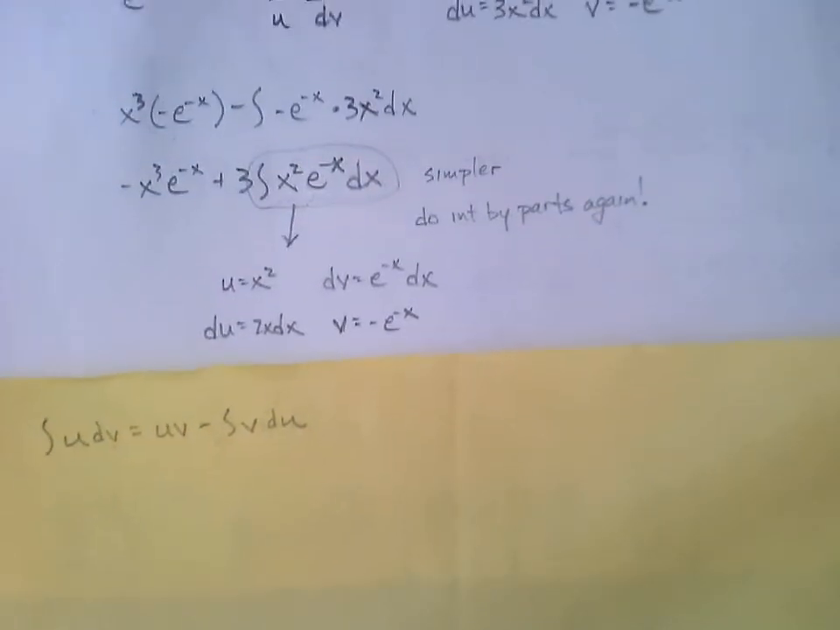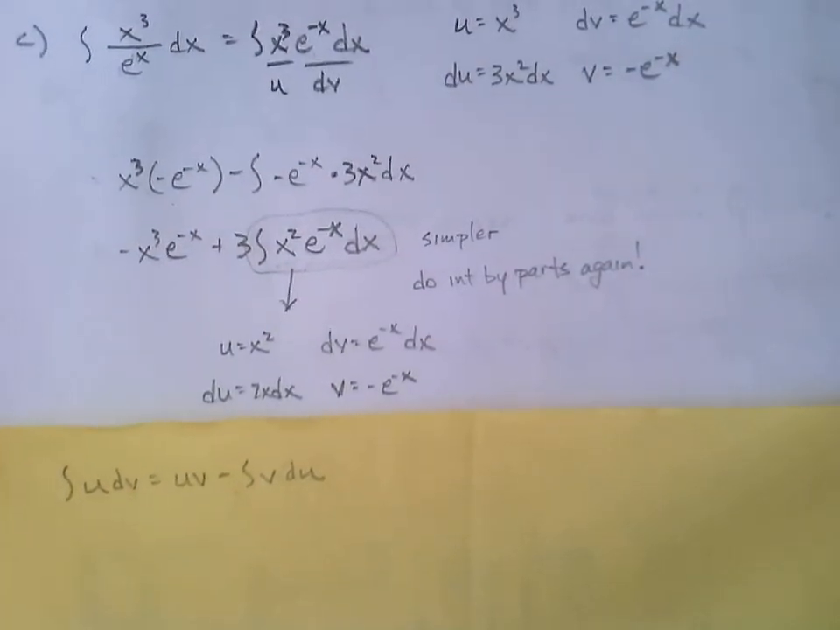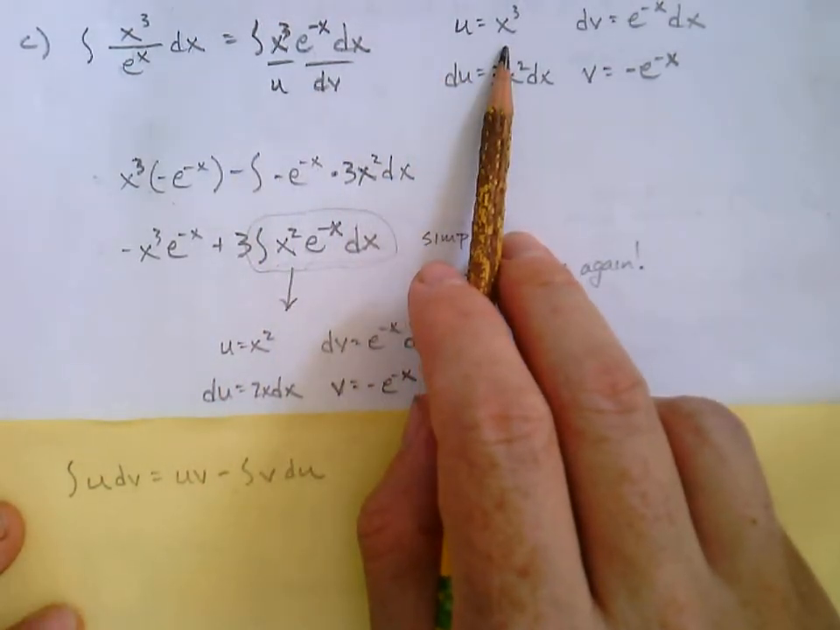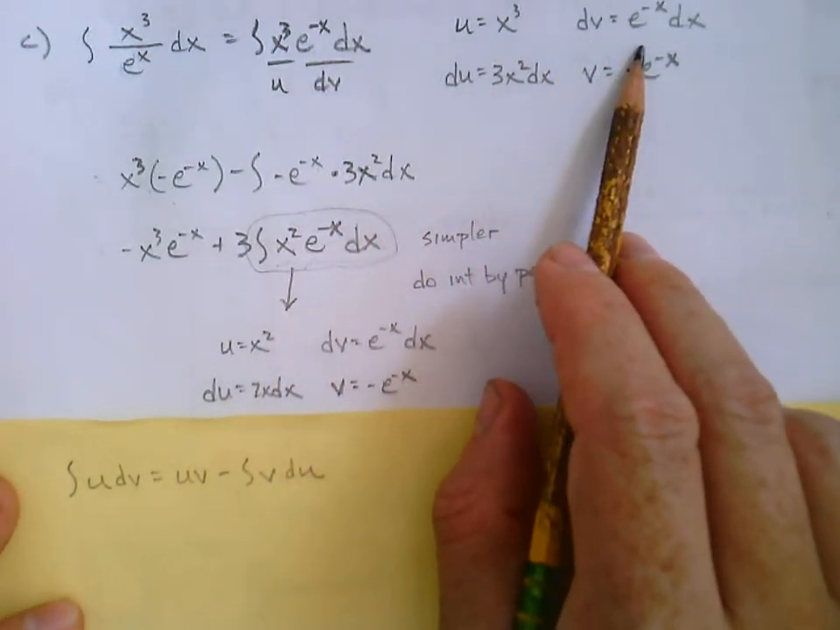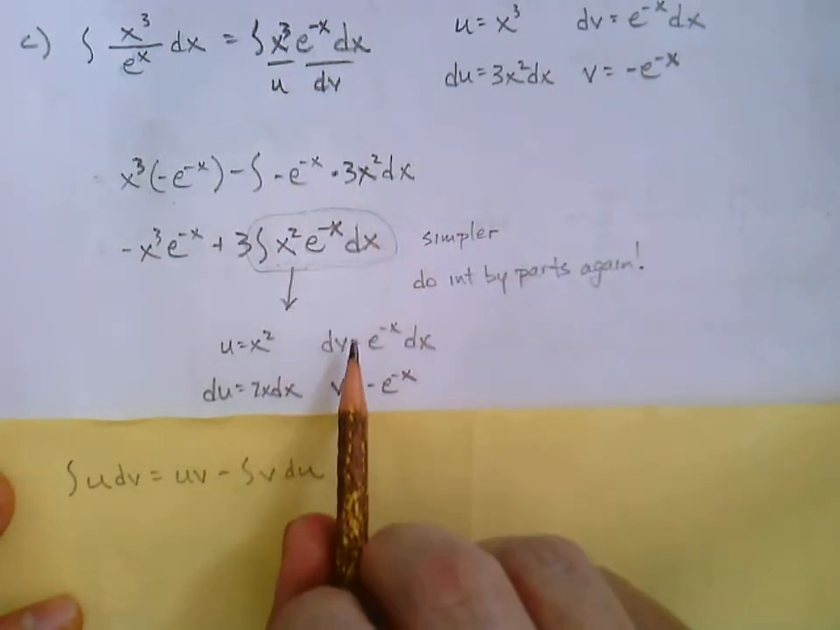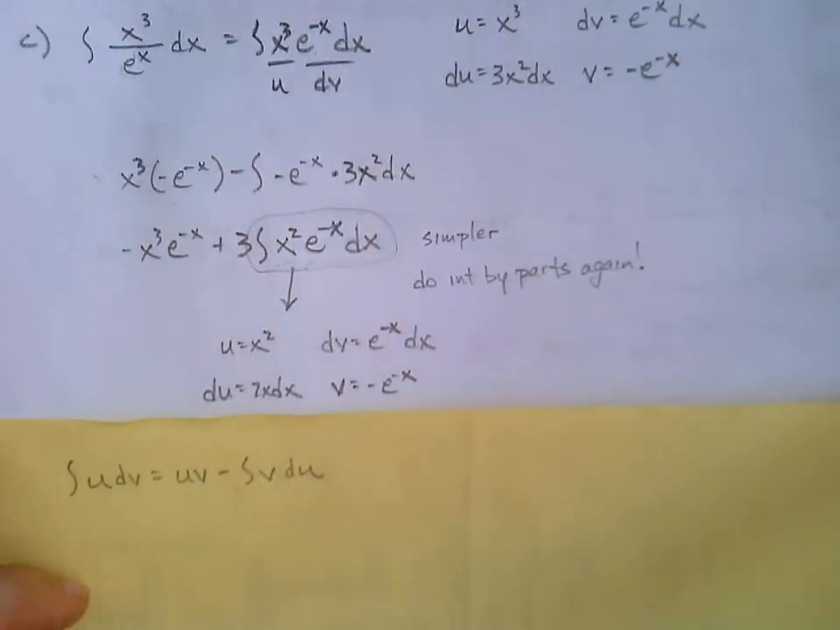So if you need to do integration by parts more than once, when you do it the second time, choose u and dv consistently with the way you did before. So if we said u was x to the third, now we're going to say u is x squared. And if we said dv was e to the negative x dx, here it's still e to the negative x dx. When you do it that second time, be consistent. Don't switch it, or it's all just going to be a tangled mess.